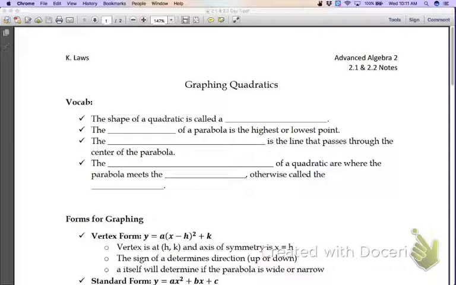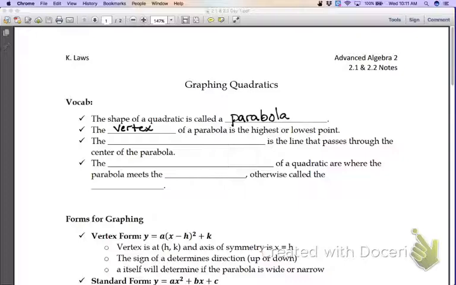Okay, so whenever we actually have a quadratic, if you notice there's the poster over to the left on the side wall, for those of you that can see it. The shape of the quadratic is what's called a parabola. Then the vertex of the parabola is either the highest or the lowest point.